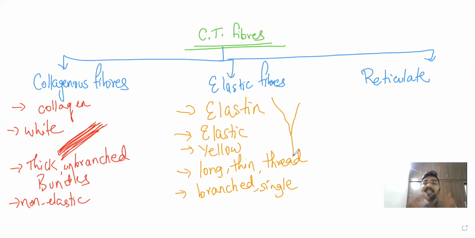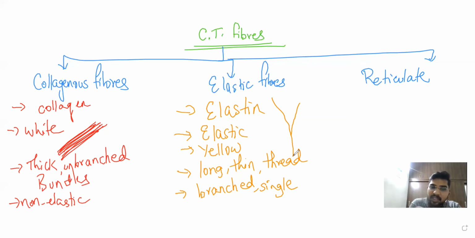Similarly, these elastic fibers are also present in the skin. That is why after I pull or stretch the skin, it goes back to its original position. These elastic fibers are elastic in nature. They are made up of a protein called elastin. They are yellow, thin, thread-like, and single branched.